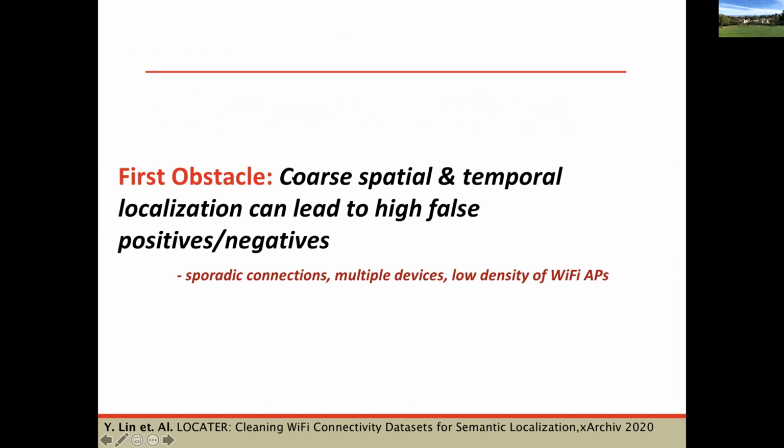If we look at Wi-Fi based mechanisms for building tools for tracking people or occupancy, there are several obstacles that come into play. One of the first is that in the case of Wi-Fi connectivity data, where you're locating people based on which Wi-Fi access point they connect to, the localization in both space and time can be very coarse, and this can lead to a high level of false positives and negatives. So that's one of the first obstacles in building the system.